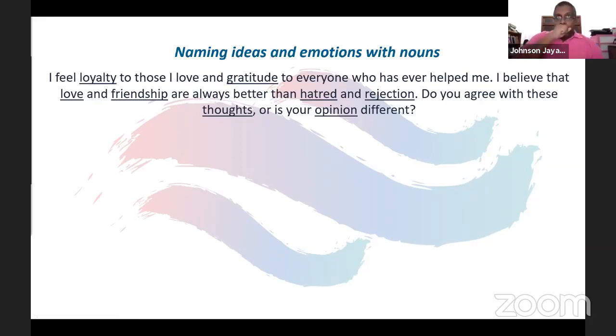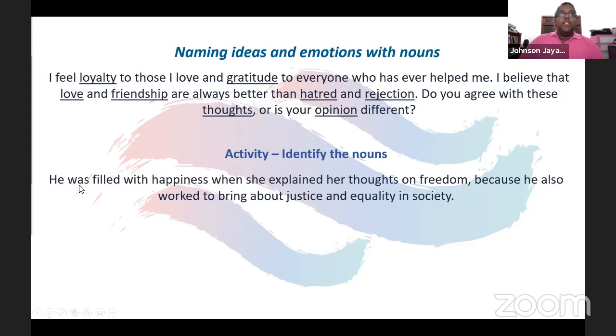Okay. Right, again, simple exercise. Can you please identify the nouns in this paragraph here? Okay, the nouns in this paragraph. Again, I'll give you 2 minutes. Once you've done, please put your thumbs up.